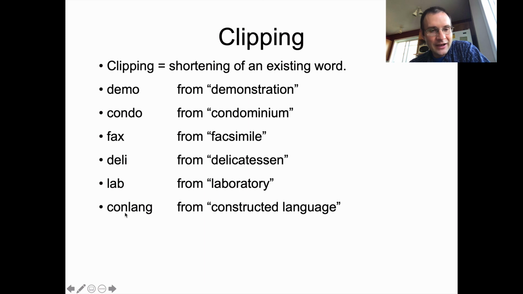This is like a clipped compound, I guess you could say. So it's taking the con from constructed and lang from language. A conlang, which I guess you're not likely to know since you're taking this class, or maybe you are, but it's a language like Esperanto or Volapük, which is just a language that somebody made up from scratch. So it's a constructed language rather than a natural language.